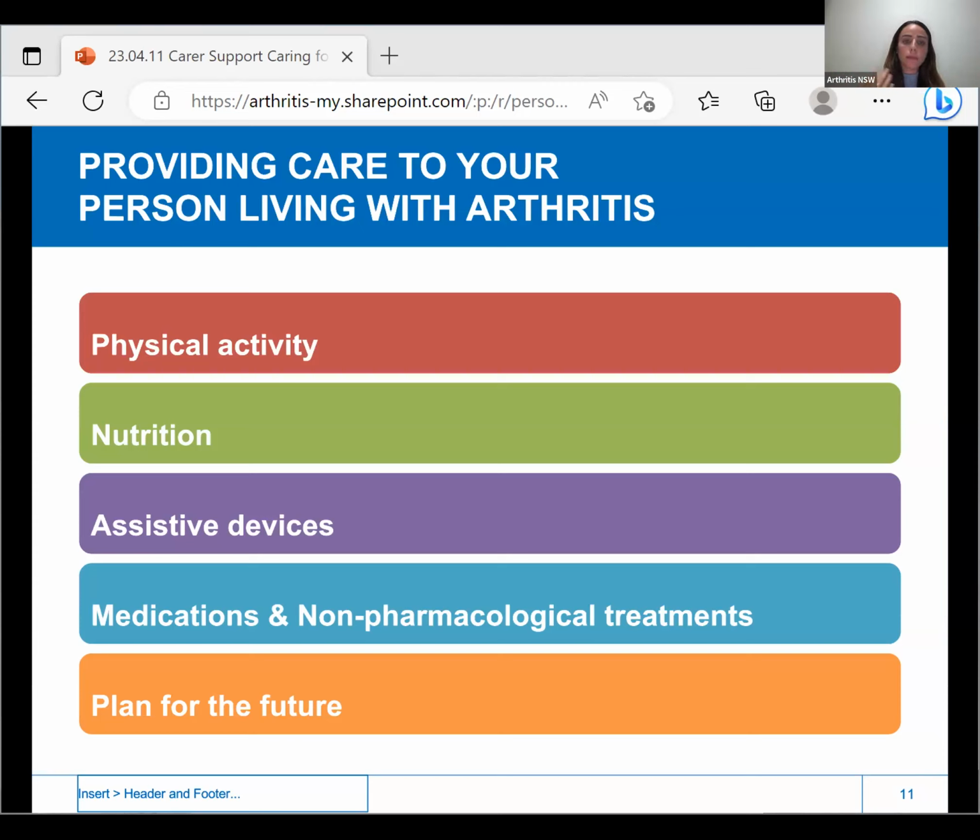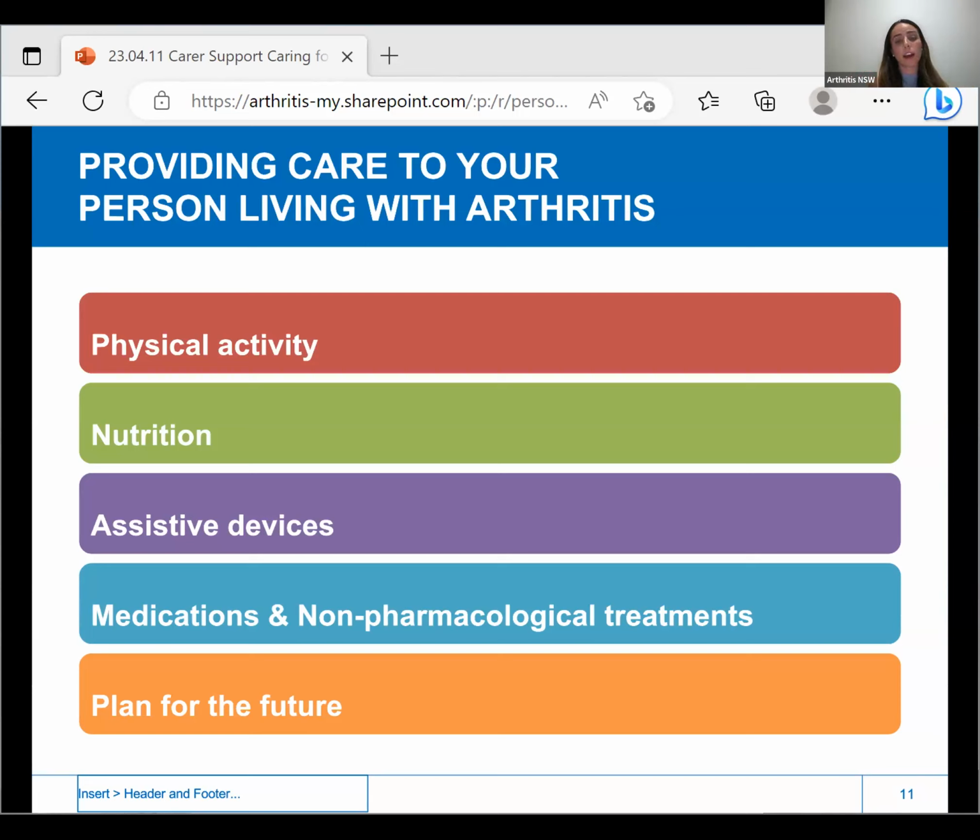The final domain here is planning for the future. Receiving a diagnosis of arthritis can bring about a lot of uncertainty in terms of the future for both the person living with arthritis and the family, the spouse and the friends. And so you do want to talk to your loved one openly about the future. Consider discussing long-term care needs, financial planning, legal arrangements, even home modifications.